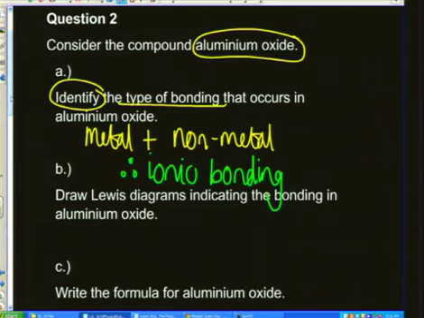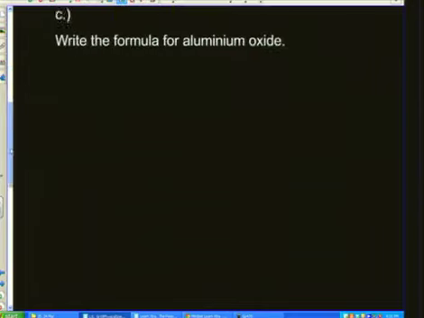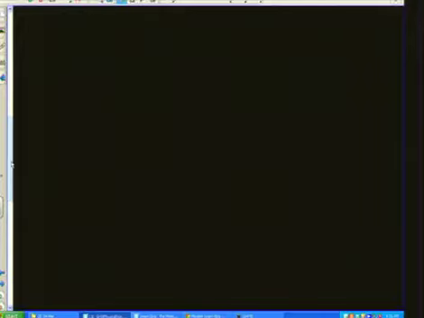Next one. Draw a Lewis diagram indicating the bonding here in aluminium oxide, and then asking us to write the formula. So I'm going to give myself lots of space and start with aluminium. Notice I said to you it's always helpful to start with drawing just where the electrons would be as an atom. Okay?